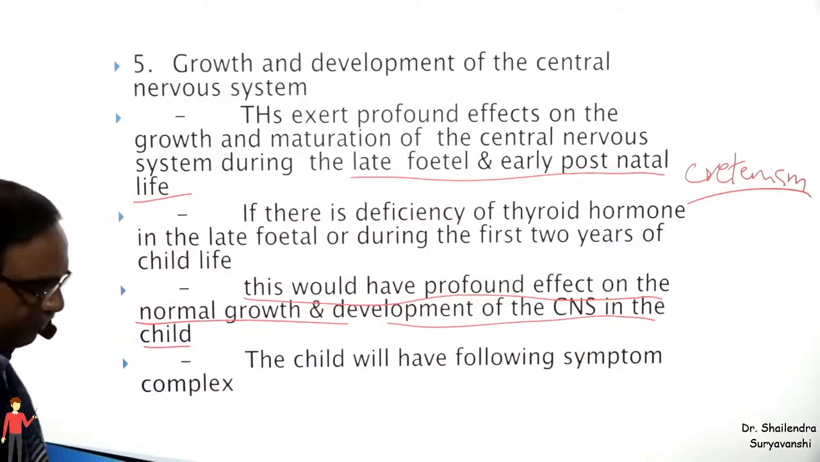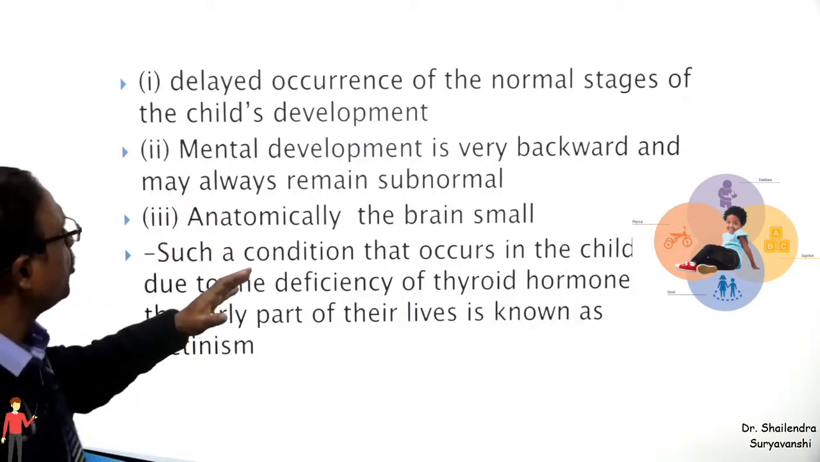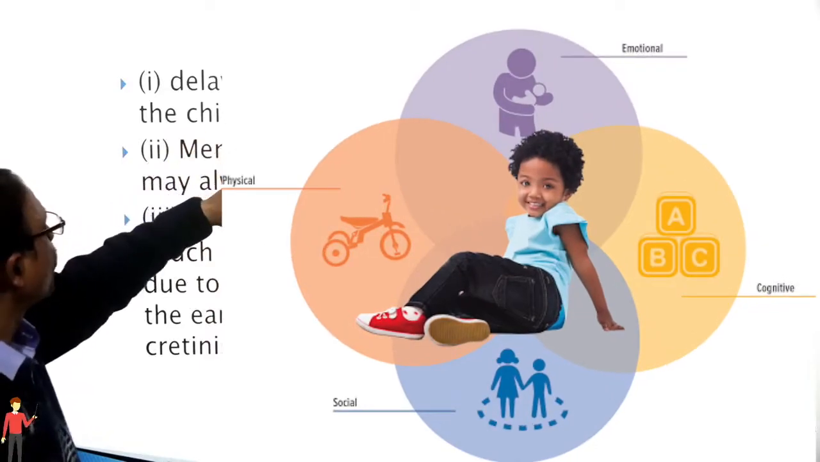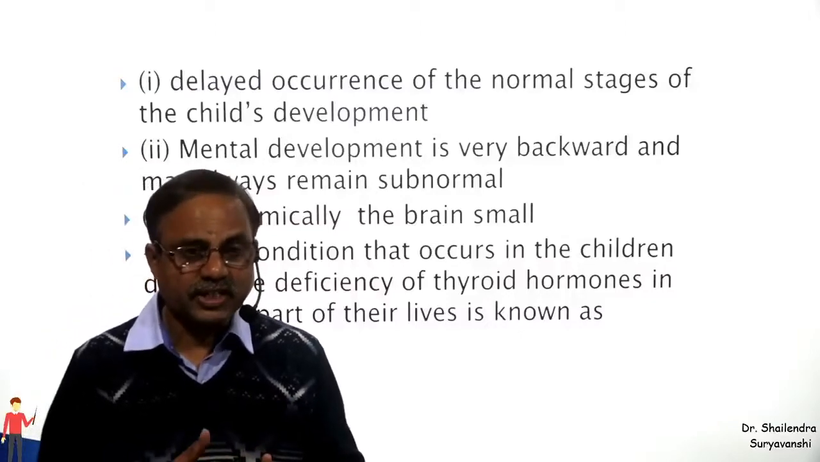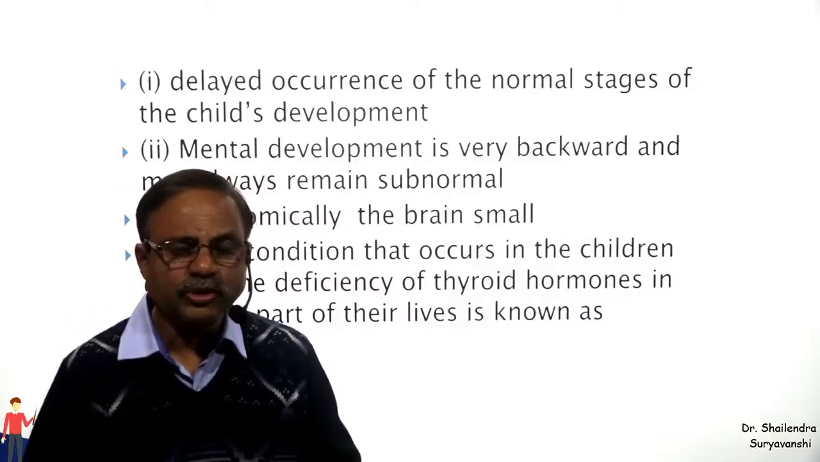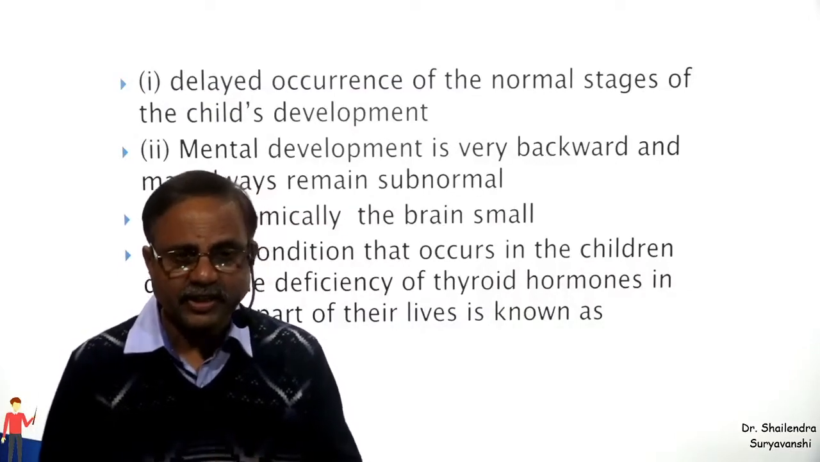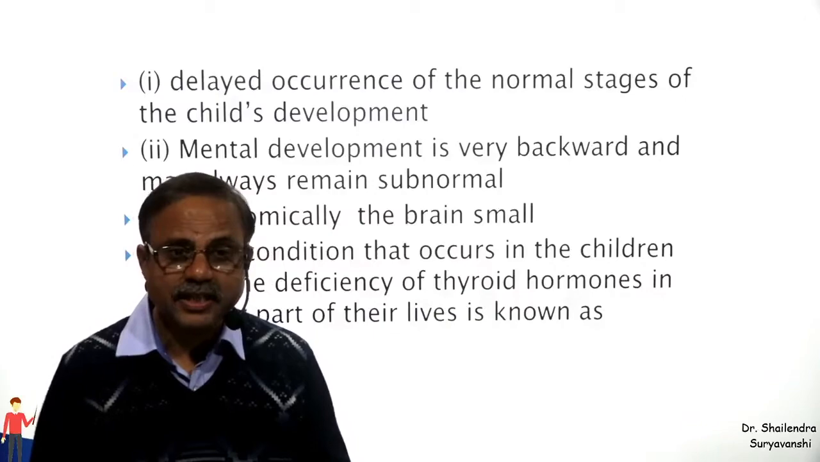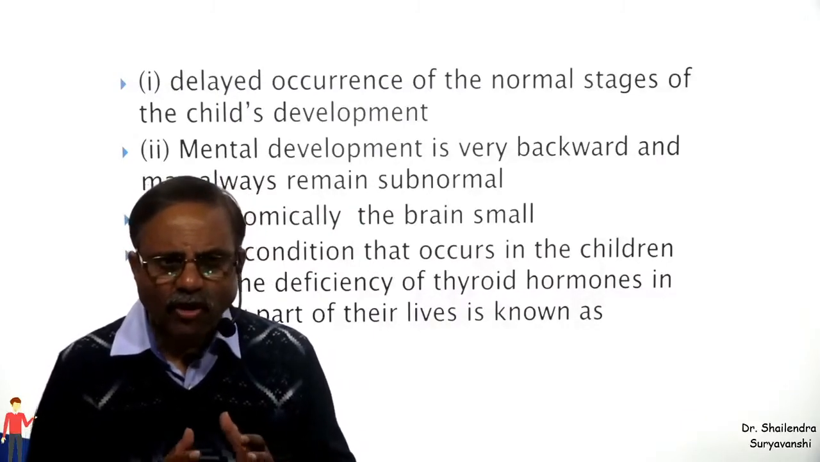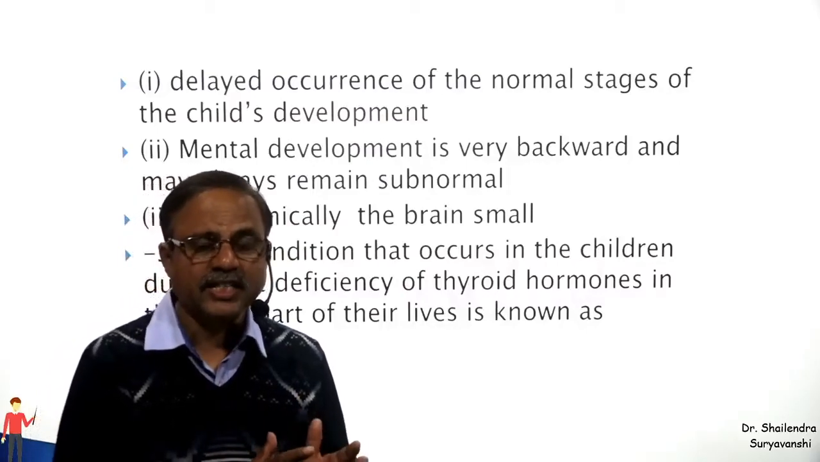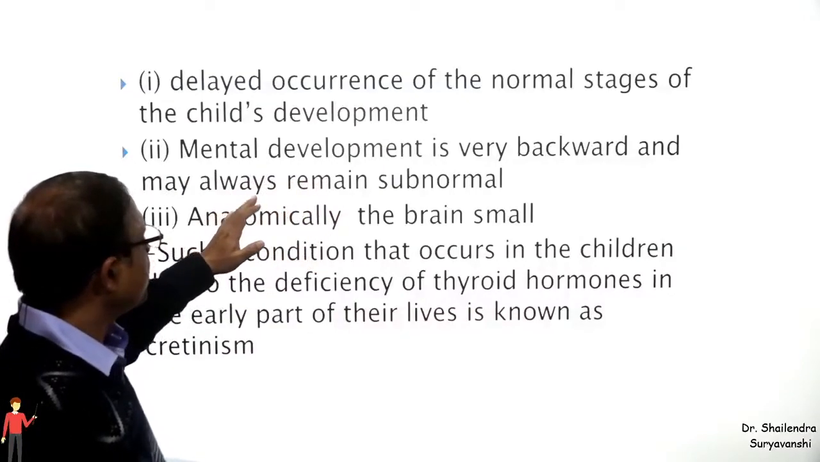The child will have the following symptom complex. There will be delayed occurrence of the normal stages of child development. When the child is born, there are stages of child development. In 2 or 3 months he holds his neck. Then after another 5 or 6 months, he turns over. Around 1 year, he is able to stand and walk a little. So all these milestones in the child's development are delayed. Their mental development is very backward and may always remain subnormal.